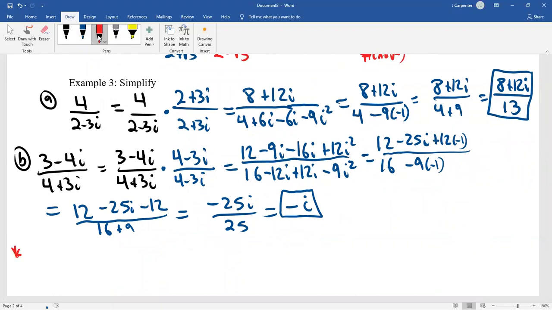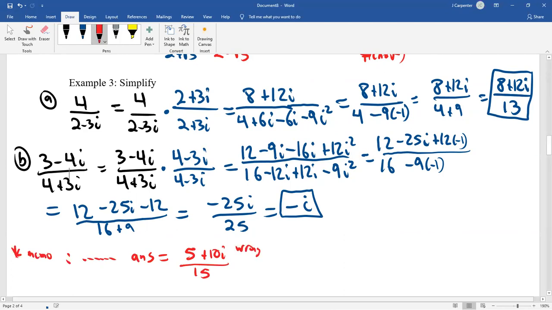Be careful. Here's a little memo. Let's say you did a bunch of this stuff and you got to your answer and you said it was, let's say, 5 plus 10i over 15. If you said this was your answer, this would be wrong. I'm not saying that I did anything wrong up to this point. I'm saying if I made this my answer, it would be wrong.